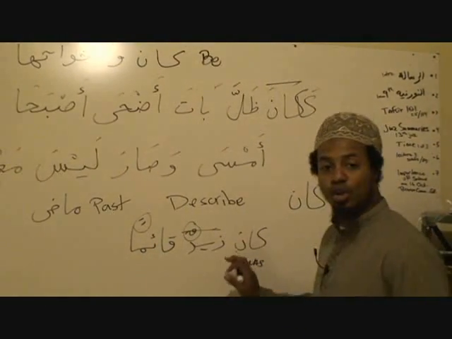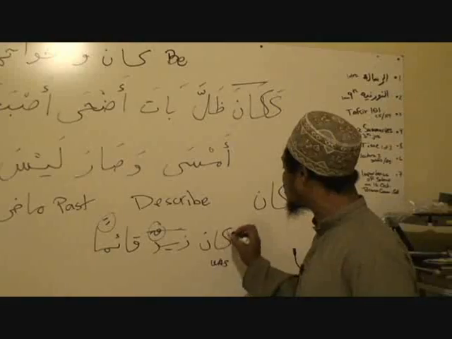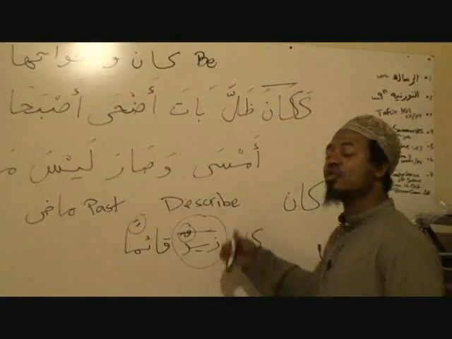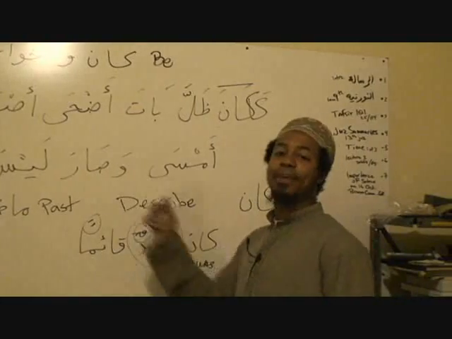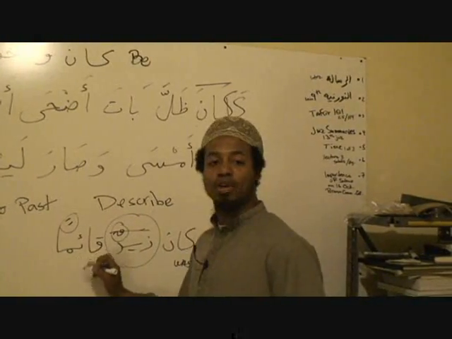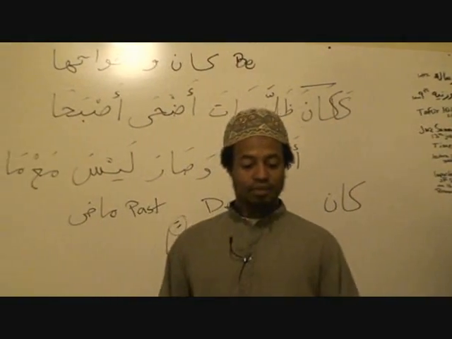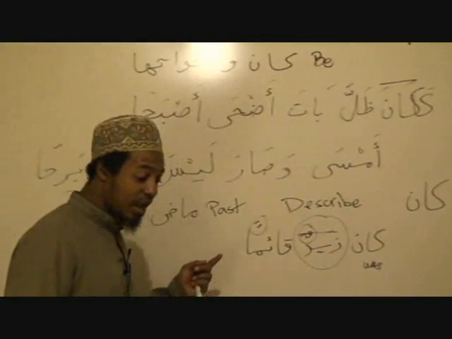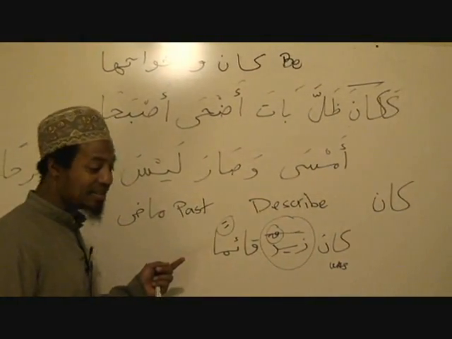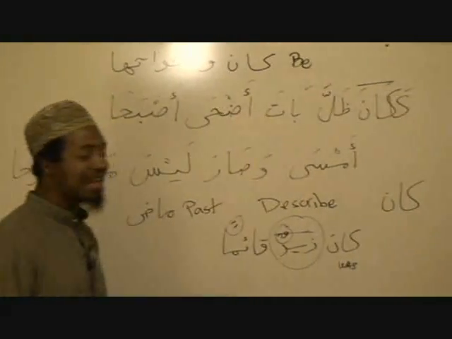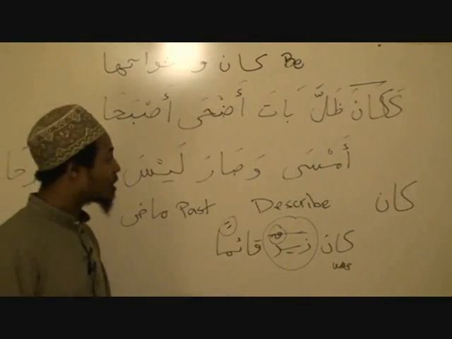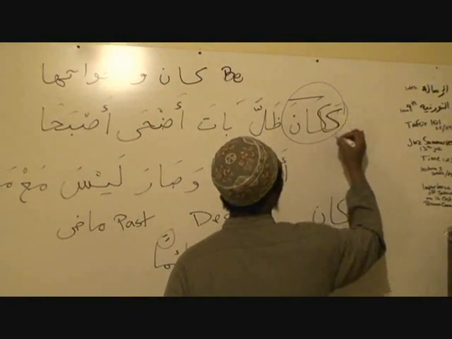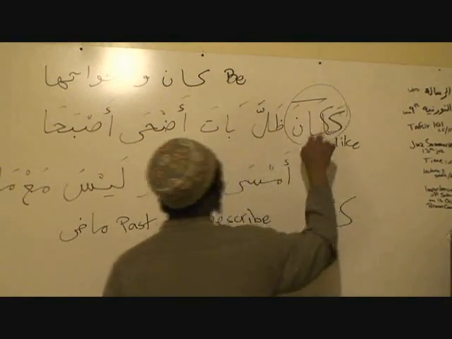And what's going on here is kana is describing zaydun, the ismun of kana, as doing something that happened in the past. In this case, it's qa'iman. What is qa'iman? Qa'iman means standing up. So Zayd was standing. Okay? That's the first one. We knocked that one out, right? Ka here means like. This just means like Zayd was.